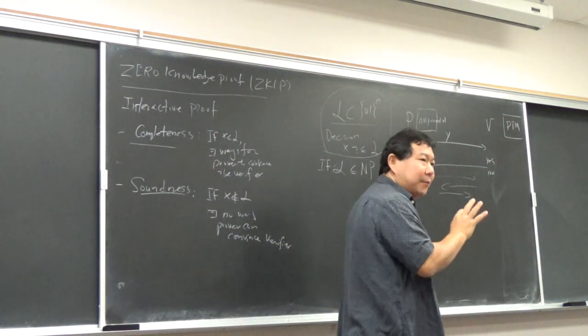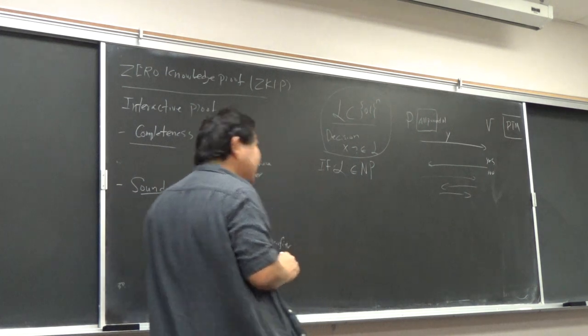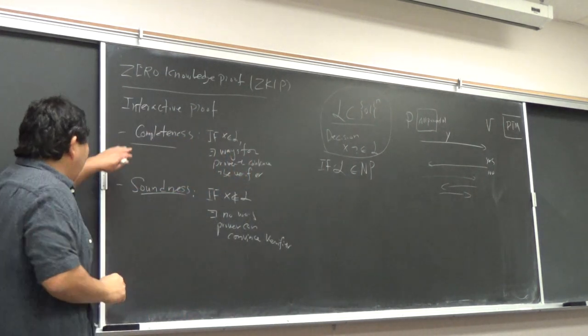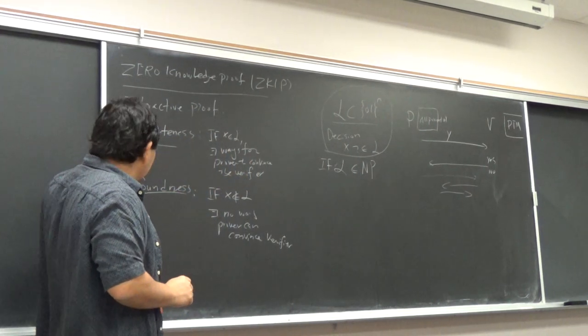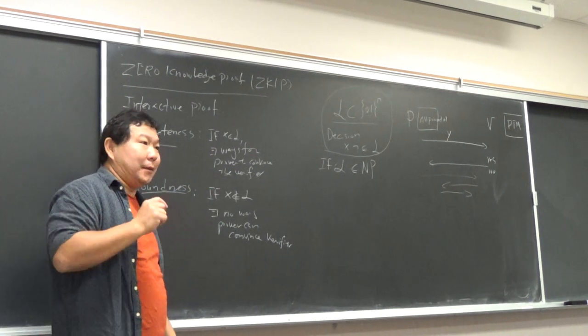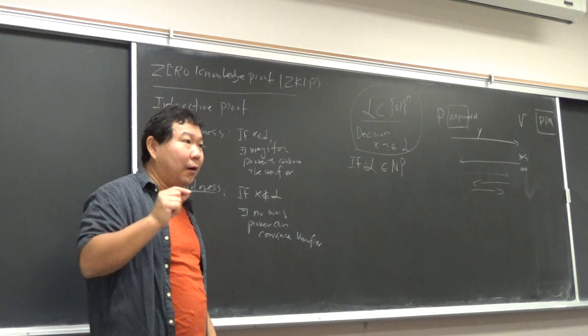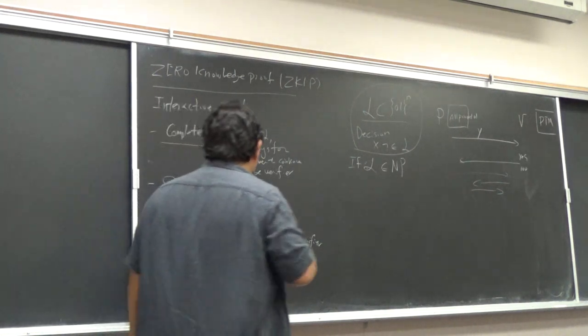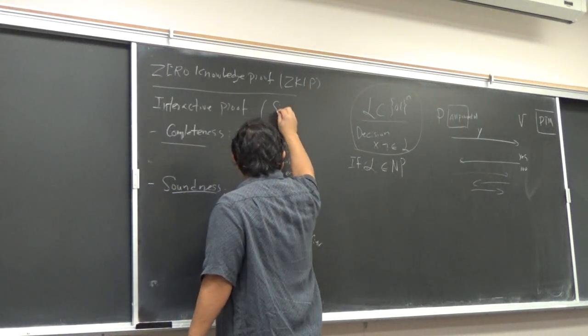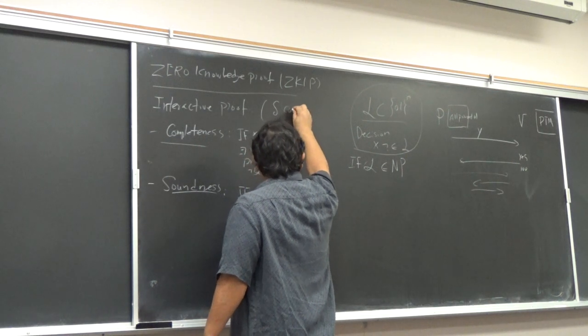This actually didn't change the name of the game. What changed the name of the game is that they allow completeness or soundness to be approximated. So that's the key alteration. And the interactive proof system typically sets up a confidence parameter.